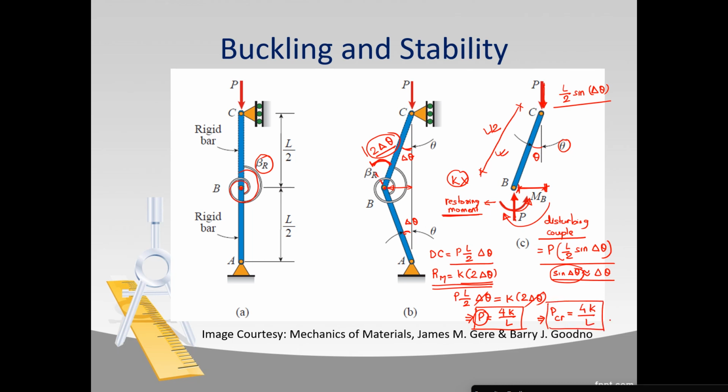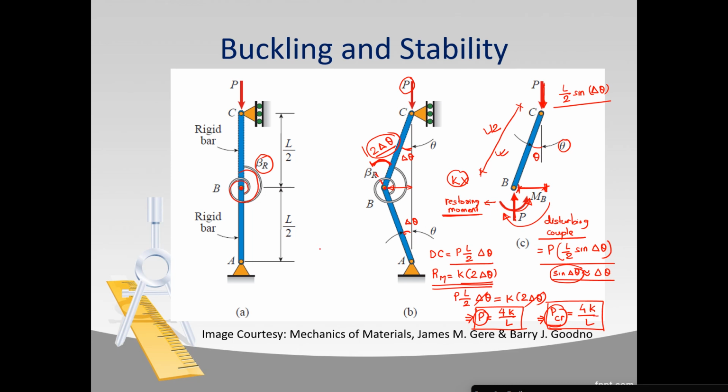If you increase the value of axial force P beyond the value of PCR, this system will go into the state of disequilibrium. So this is the critical load for our system that we have developed here, which value is given by 4K by L.